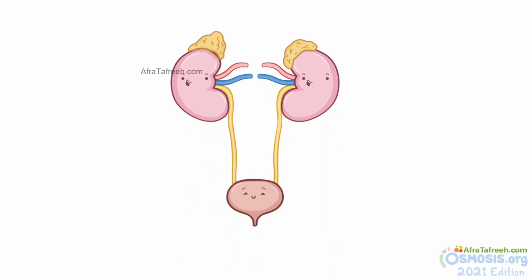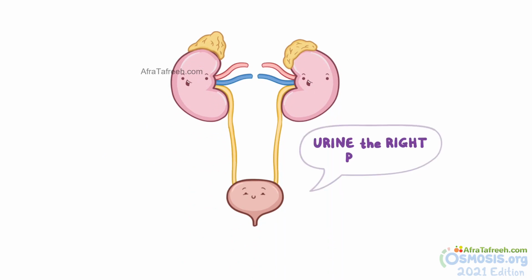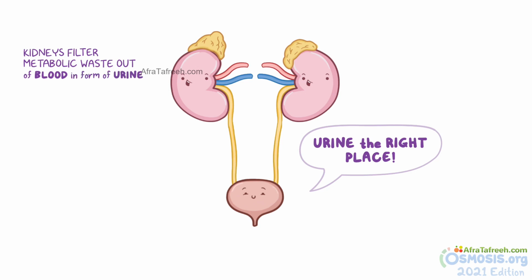Looking to learn about the kidneys and their associated organs? Well, you're in the right place. The kidneys are a pair of bean-shaped abdominal organs, which filter metabolic waste out of the blood in the form of urine. The urine then gets funneled into the urinary bladder by the ureters.